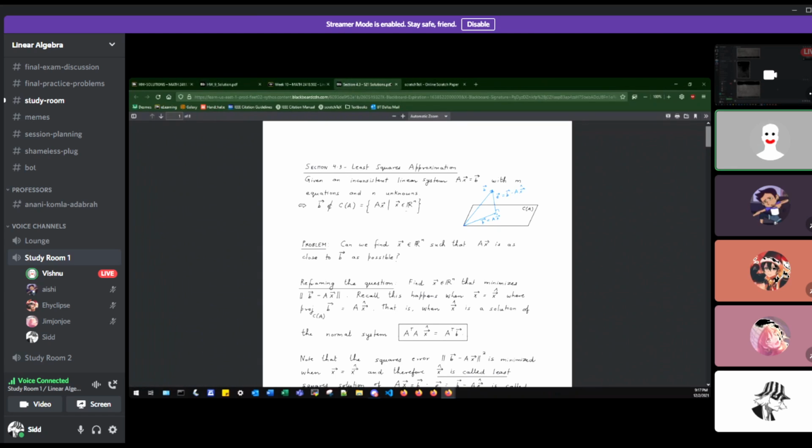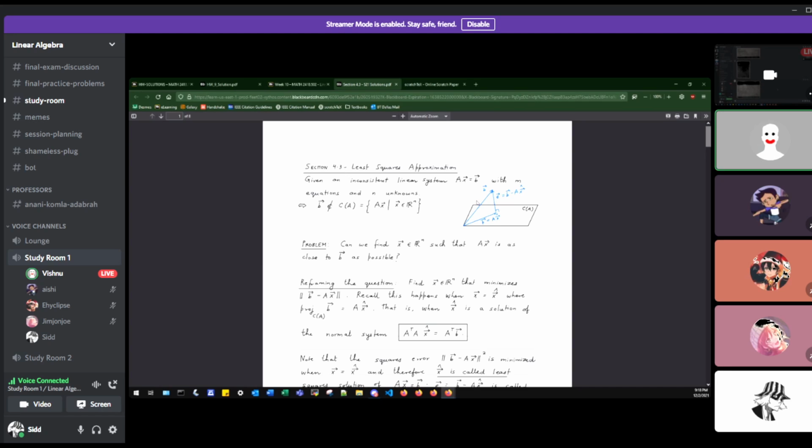Okay, this is 4.3. This section covers least squares approximation, which is when you have an inconsistent linear system. So in other words, a linear system that has no solutions, and you want to try to find an approximate solution, so a solution that's close enough.